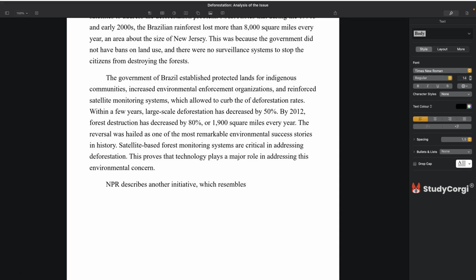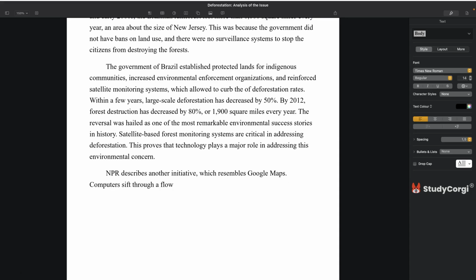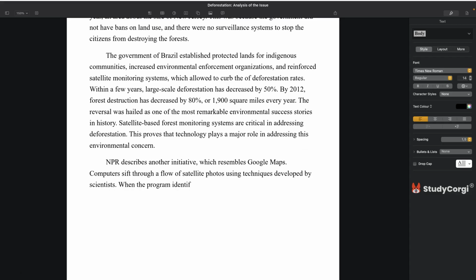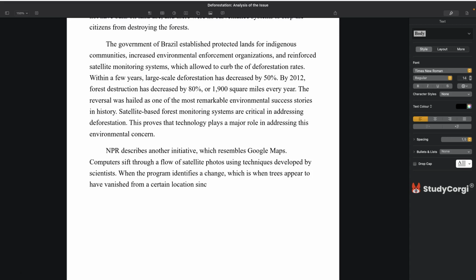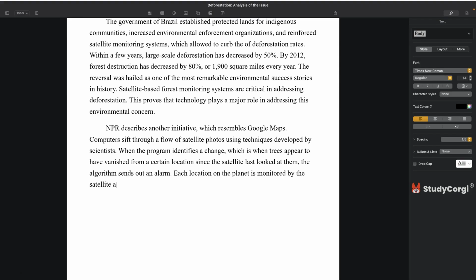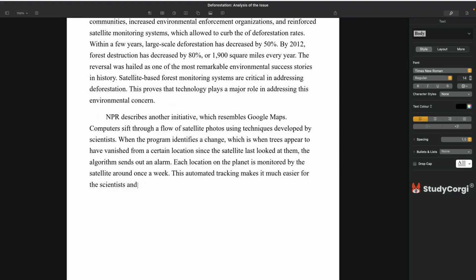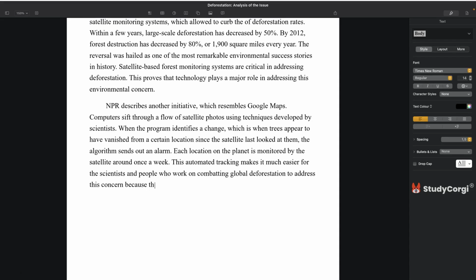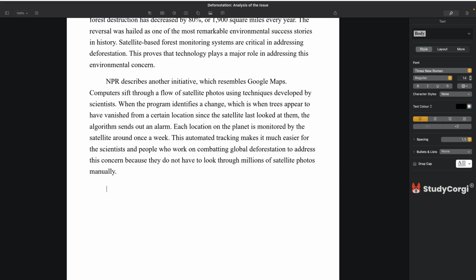NPR describes another initiative, which resembles Google Maps. Computers sift through a flow of satellite photos using techniques developed by scientists. When the program identifies a change, which is when trees appear to have vanished from a certain location since the satellite last looked at them, the algorithm sends out an alarm. Each location on the planet is monitored by the satellite around once a week. This automated tracking makes it much easier for the scientists and people who work on combating global deforestation to address this concern because they do not have to look through millions of satellite photos manually.